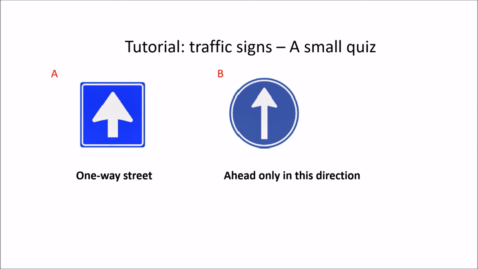I want to leave you with one question that I see quite often in the theory exam, and that is which direction you may expect oncoming traffic. So a street where you see the sign A, one-way street, or the street where you see the sign B, ahead only in this direction. So if you know the answer, please leave the answer in the comment section. I will be looking forward to your answer.